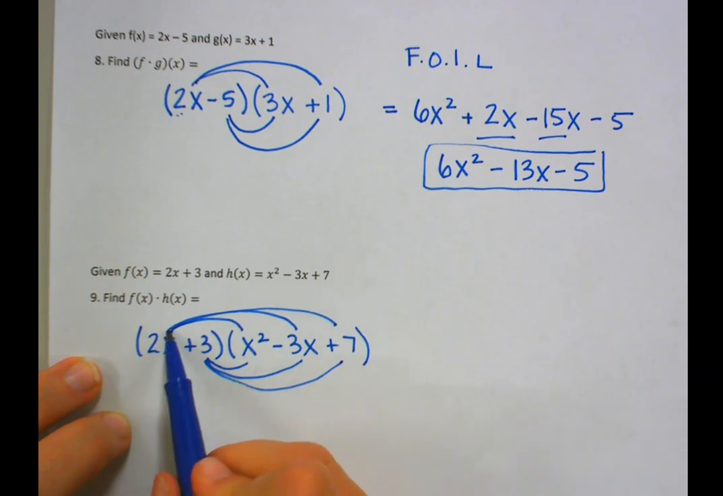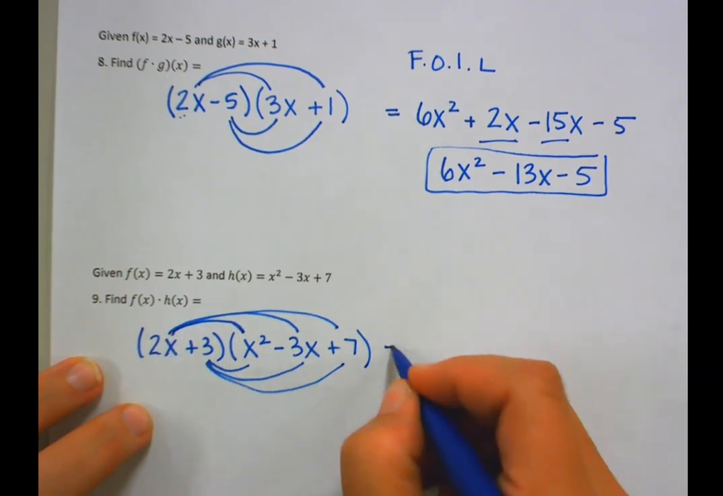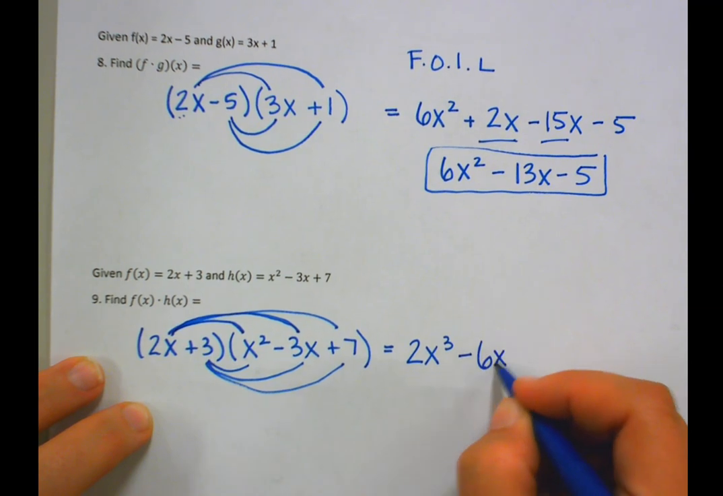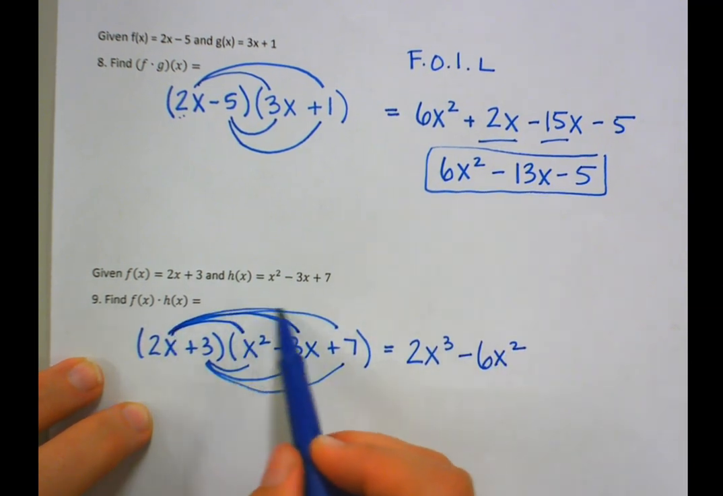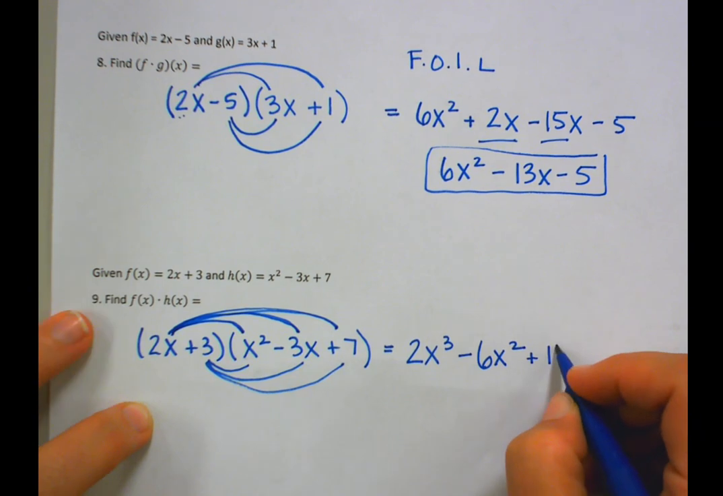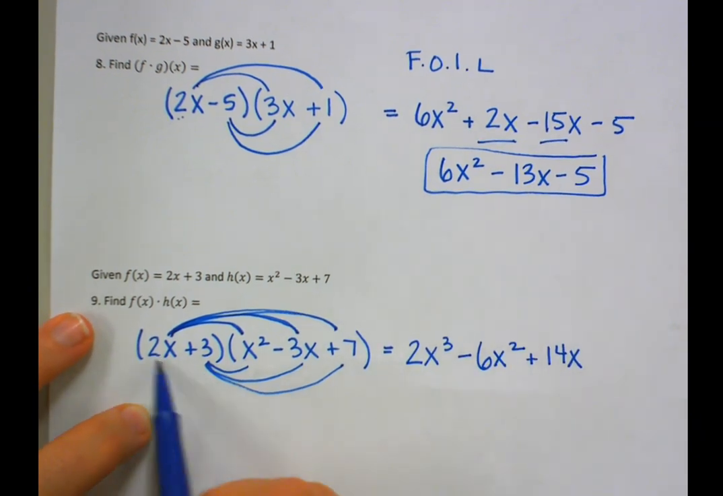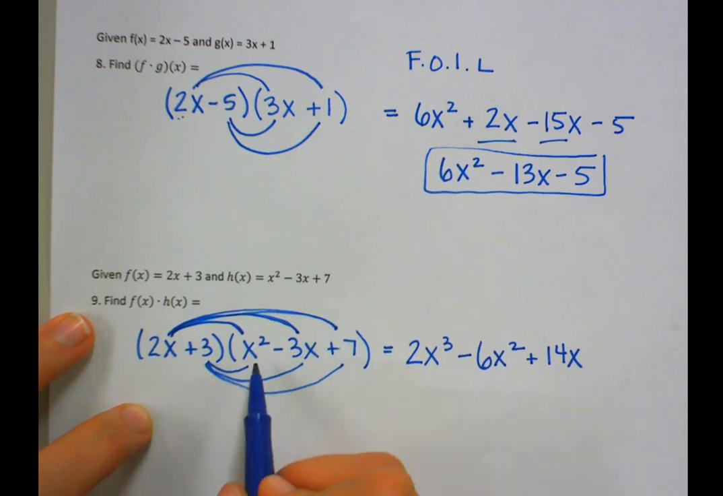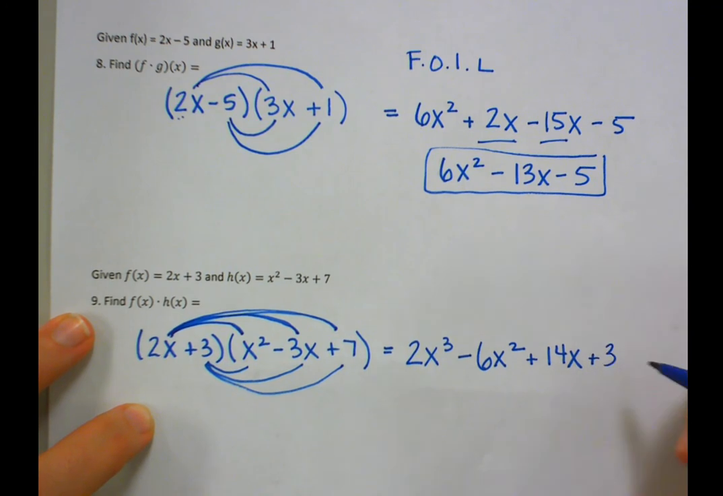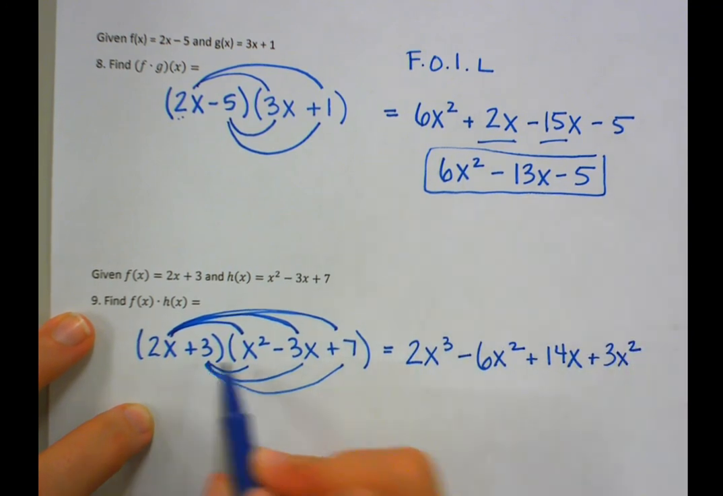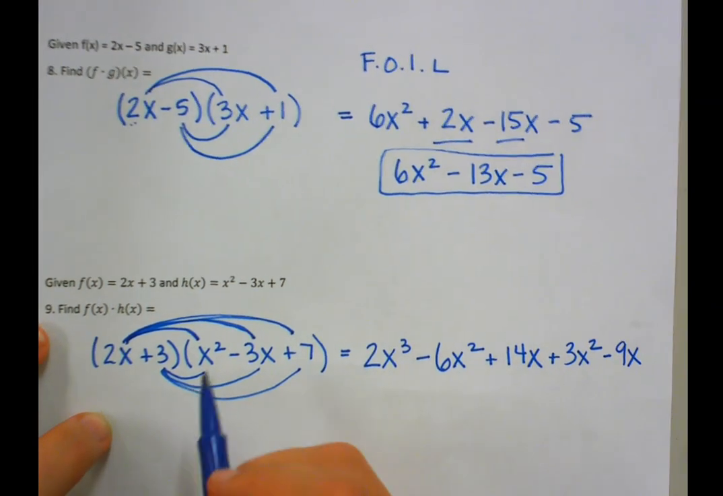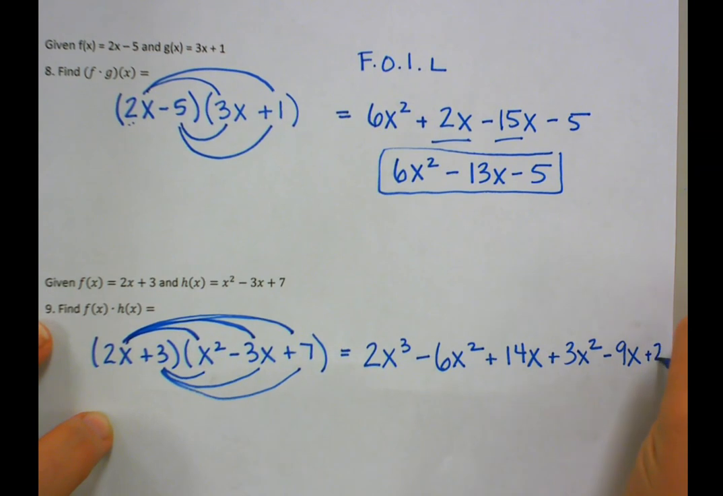So if I do 2x times x squared first, that would give me 2x cubed. Then I do 2x times negative 3x, would give me negative 6x squared. Then I do 2x times 7, which would give me 14x. So that was multiplying 2x by all three terms. So now I multiply 3 by all three terms. So 3 times x squared would give me 3x squared. 3 times negative 3x gives me negative 9x. And then 3 times 7 would give me 21.